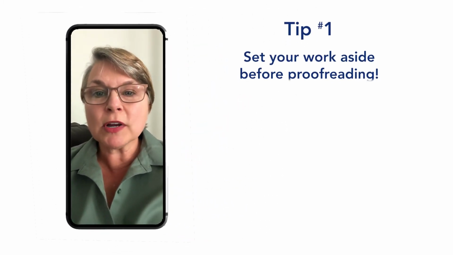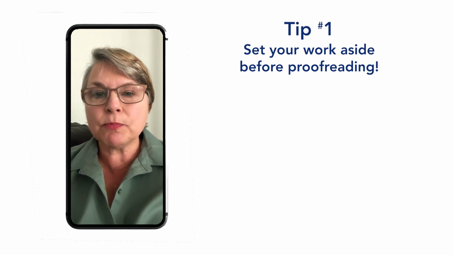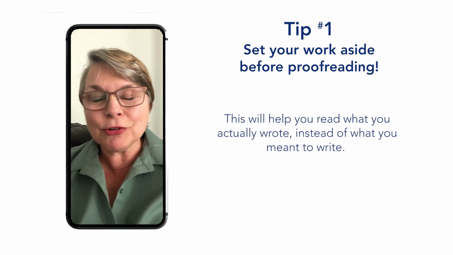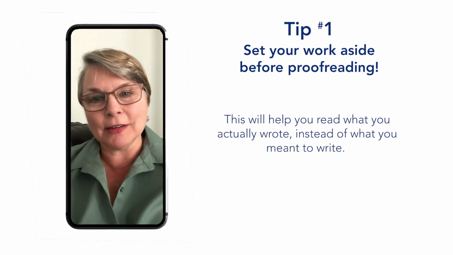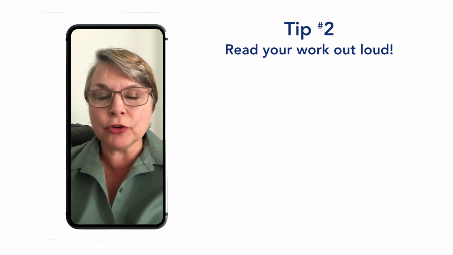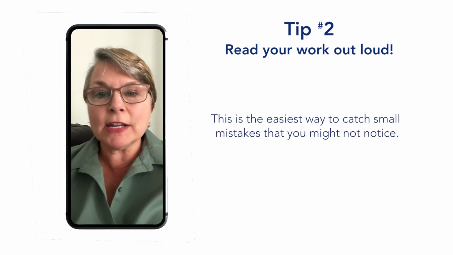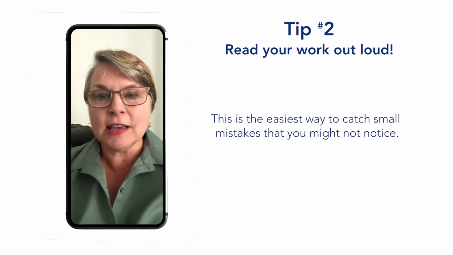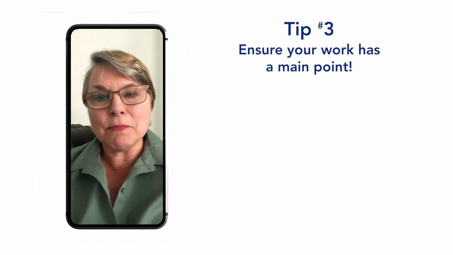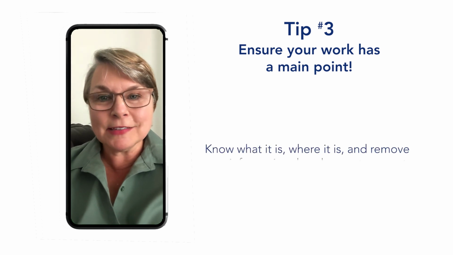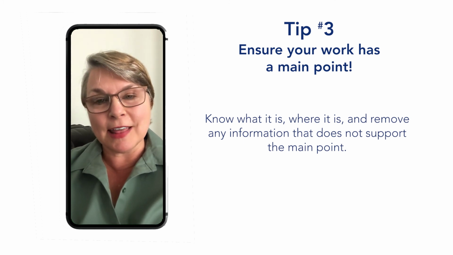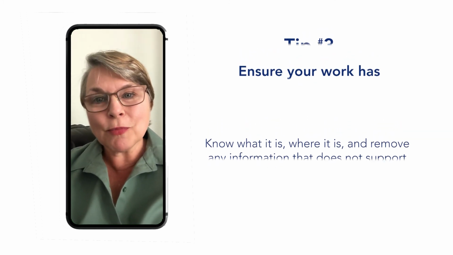First, set your work aside for at least a few hours before you do the proofreading. That way you'll read what you actually wrote instead of what you meant to write. Next, make sure you read your work out loud before you turn it in. That's the easiest way to identify awkward sentences and silly typos. Lastly, make sure your work has a main point, know what it is and where it is, and get rid of anything in the essay that's not related to that main point. Those are my top tips.